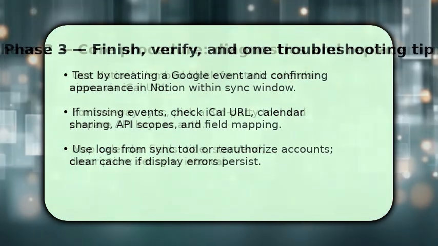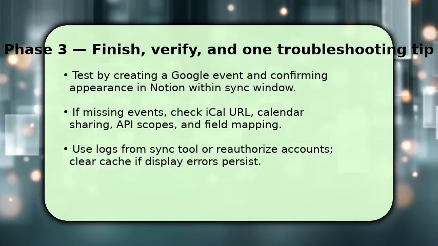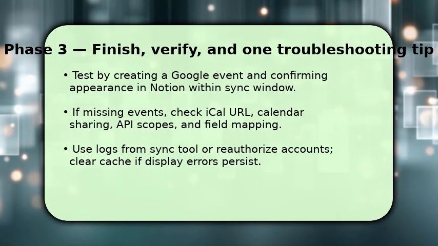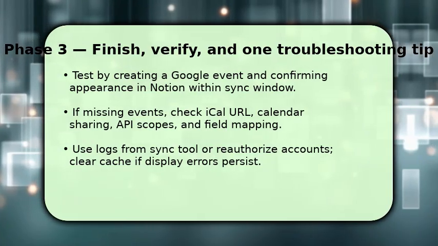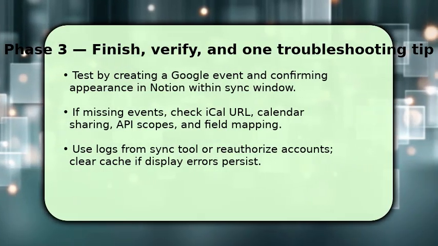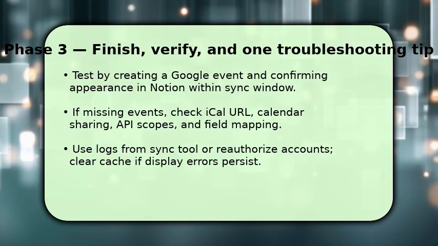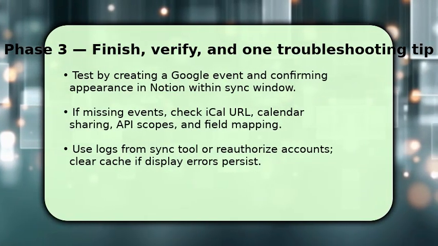Finish by validating. Create a test Google event and watch it appear in Notion after the sync interval. If it doesn't, first confirm the iCal link or that the calendar is shared correctly, then reauthorize the integration to refresh permissions. Make sure field mapping matches your Notion properties.